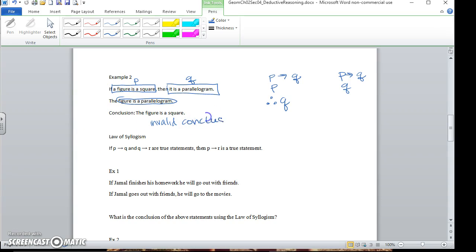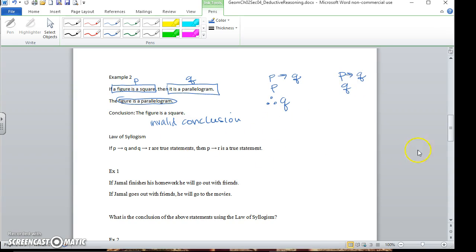And here's why. Check this out. Remember, to show that something is invalid, you need one counterexample. So it says the figure is a parallelogram, and then therefore the figure is a square. Well, it could be a rectangle, right? So not necessarily true on that one. All right, so let's go back and kind of walk through. So we want if P then Q, P, make the statement of the hypothesis, therefore the conclusion would be true.